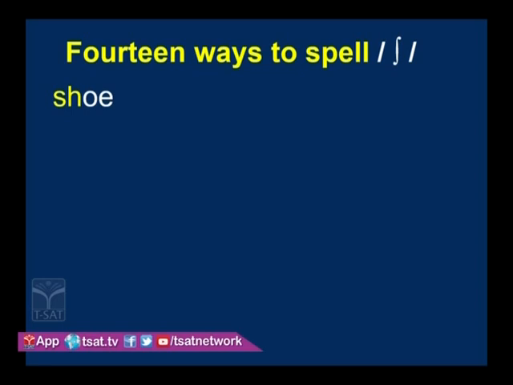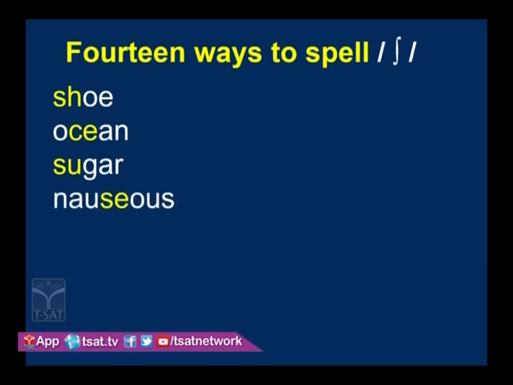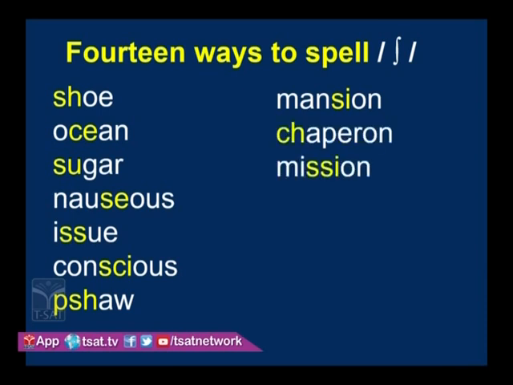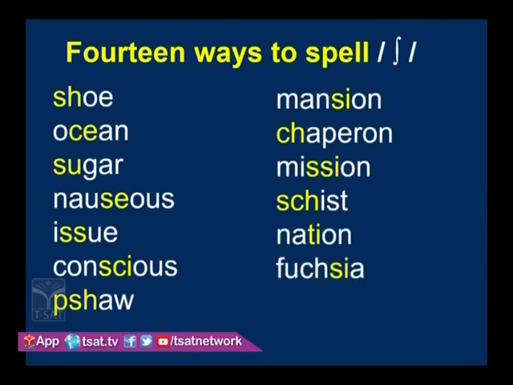The sound sh is spelled as sh in shoe, ce in ocean, su in sugar, se in nauseous, ss in issue, sci in conscious, psh in pshaw, si in mansion, ch in chaperone, ssi in mission, sch in schist, ti in nation, si in fuchsia and ci in suspicion.